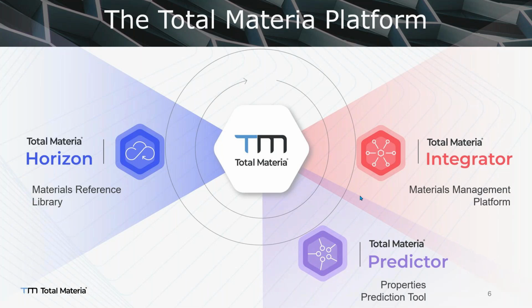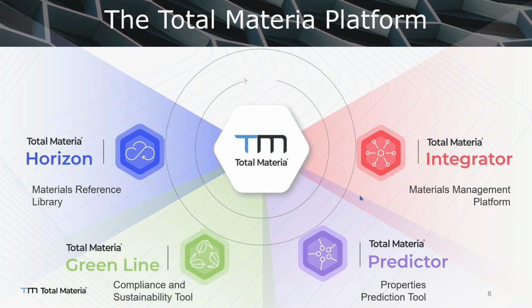We also have a material prediction tool that helps you predict unknown material properties. So if there's no information given from the standard producer data sheet, or we just can't find that information online, you're able to utilize our machine learning models to help you with those calculations.